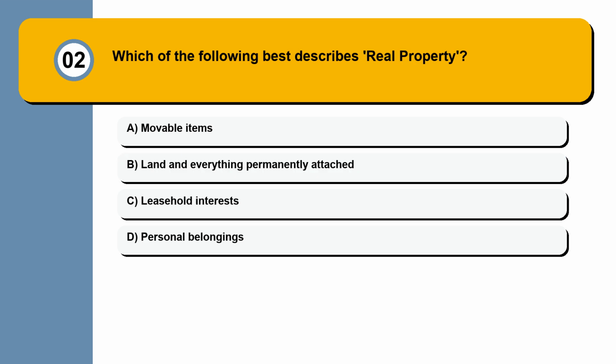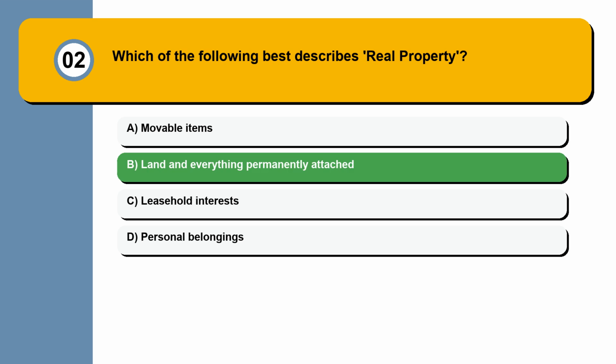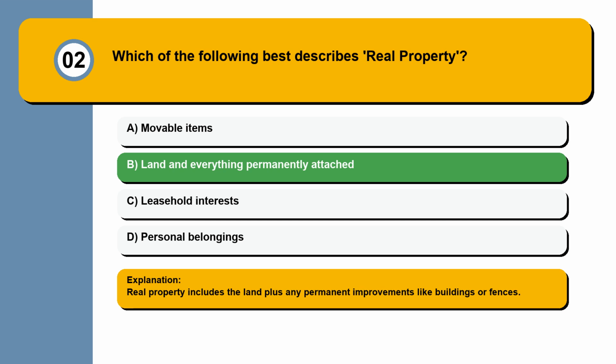Question 2. Which of the following best describes real property? Movable items, land and everything permanently attached, leasehold interests, personal belongings. Real property includes the land plus any permanent improvements like buildings or fences.